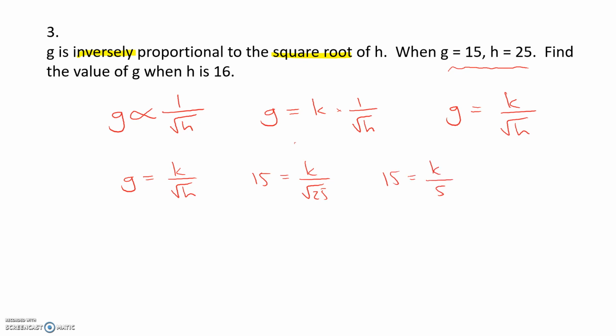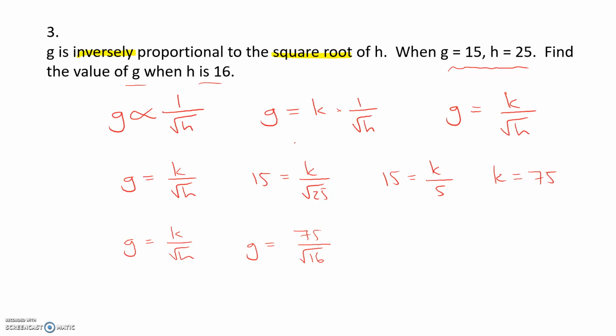We don't need to worry about the plus or minus here. We'll just take the positive root. So k is equal to 5 times 15. So I would multiply by 10, get 150, half that, 75. So k is 75. So now we know k, we can find the value of G when h is 16. So we'll start with our equation again, which is G equals k over root h. But we now know k is 75.